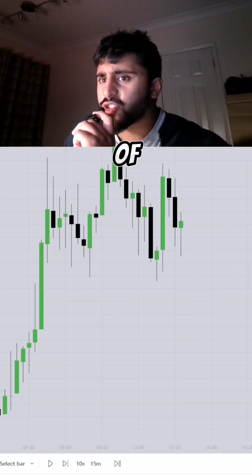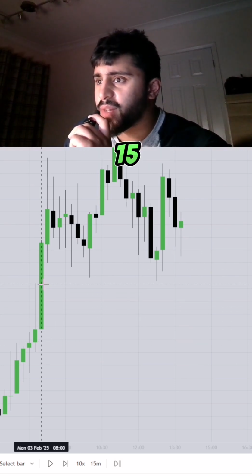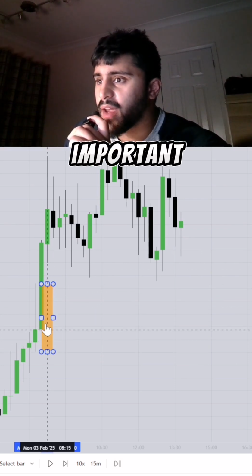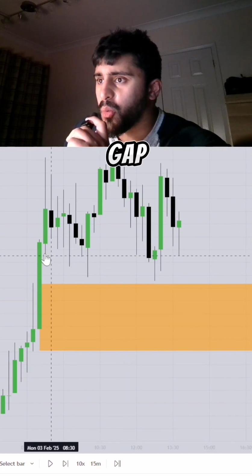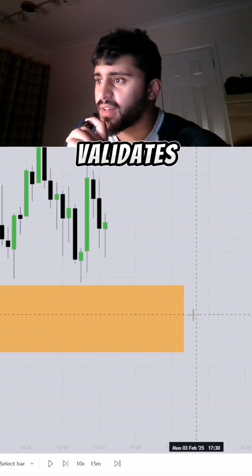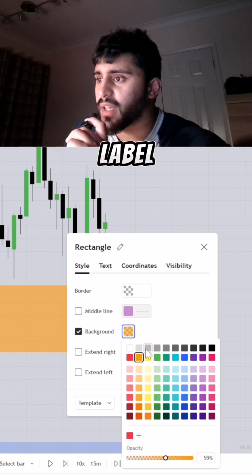Okay, so step one of this strategy is you are looking for a 15-minute fair value gap. This is the most important area you need to be taking trades from. So this is our 15-minute fair value gap. We have a small imbalance over here, which validates this as our key level. I'm going to label that in gray.